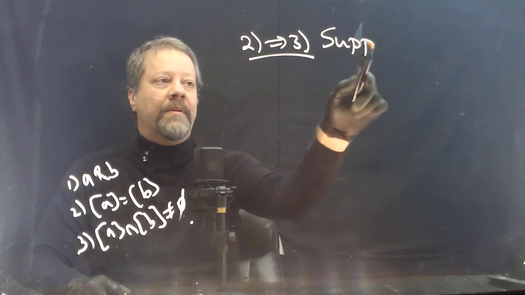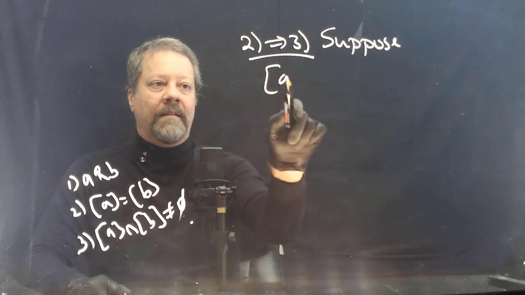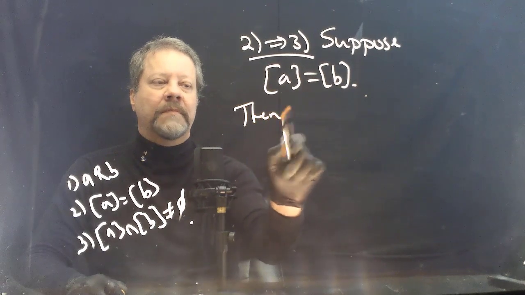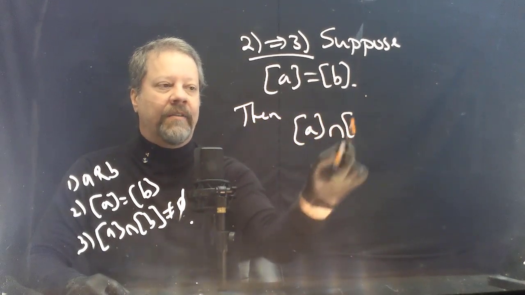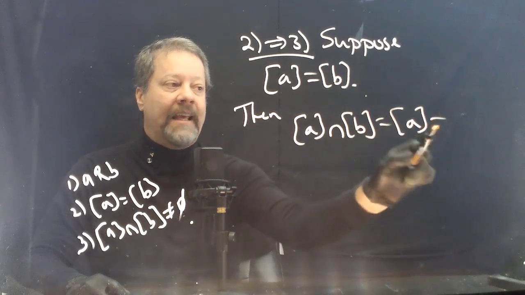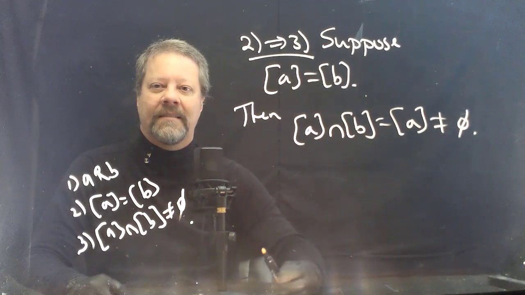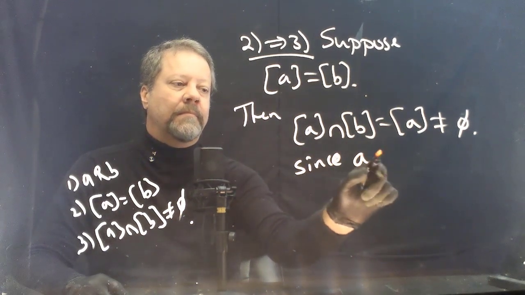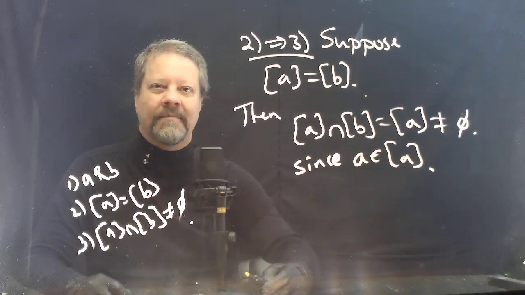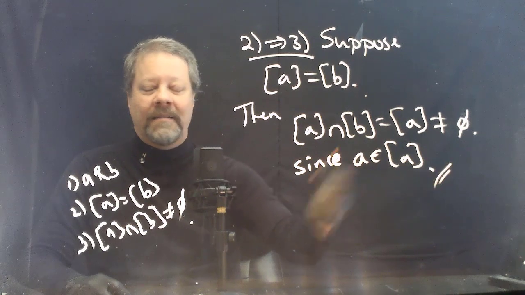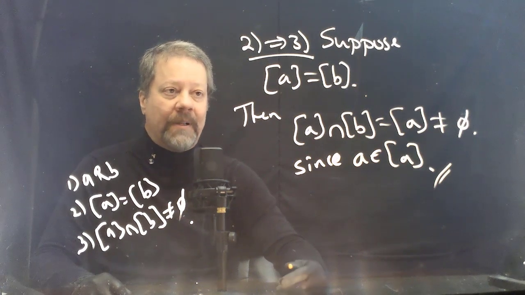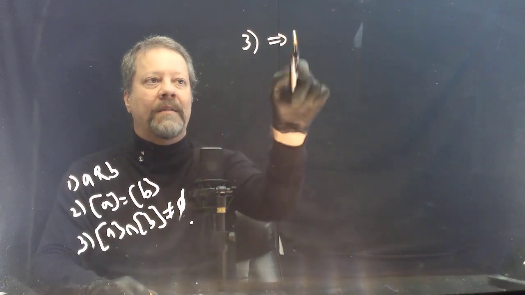We'll next show that 2 implies 3. So we'll suppose that these equivalence classes are equal. Then the equivalence class of A intersect the equivalence class of B will be the equivalence class of A, and that's not empty because A is in there. We next need to show that 3 is related to one of these other ones, since we've already shown these two are equivalent. We will show that 3 implies 1.